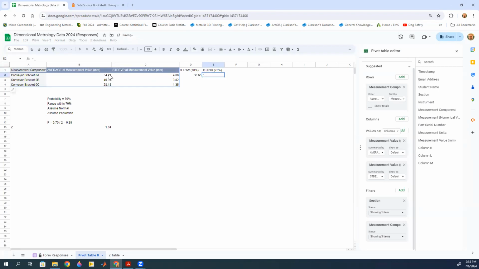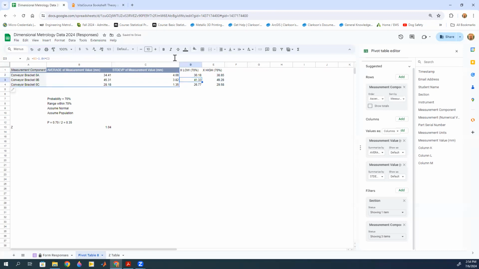Our high value for our 70% range is the mean value plus 1.04 times the standard deviation. And so actually this should have been minus for the low value. Fix that real quick. So 38.18 is the low and 38.65, 30.18 and 38.65. And then we can just fill that down.